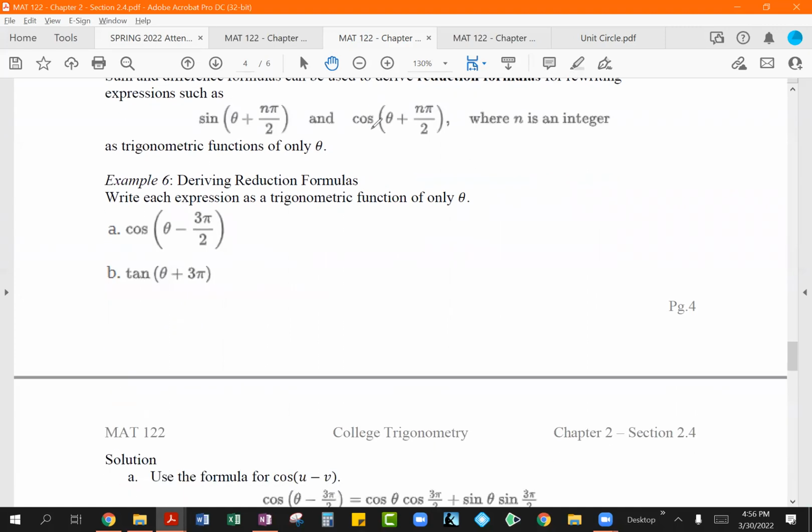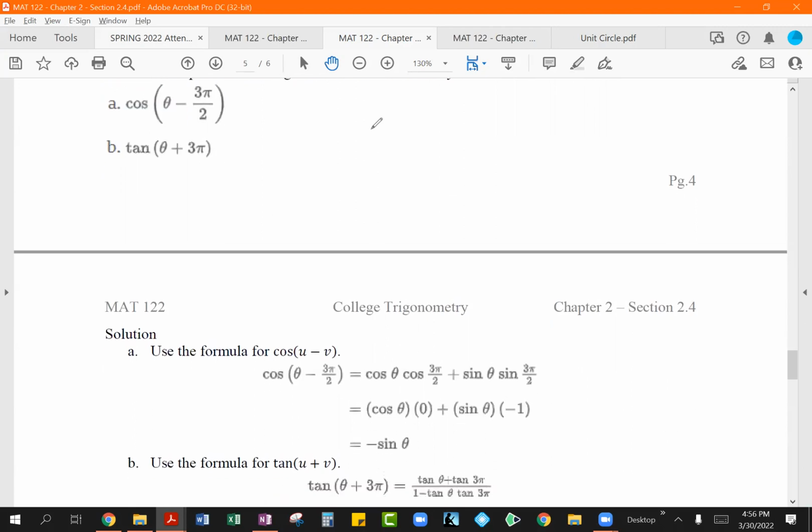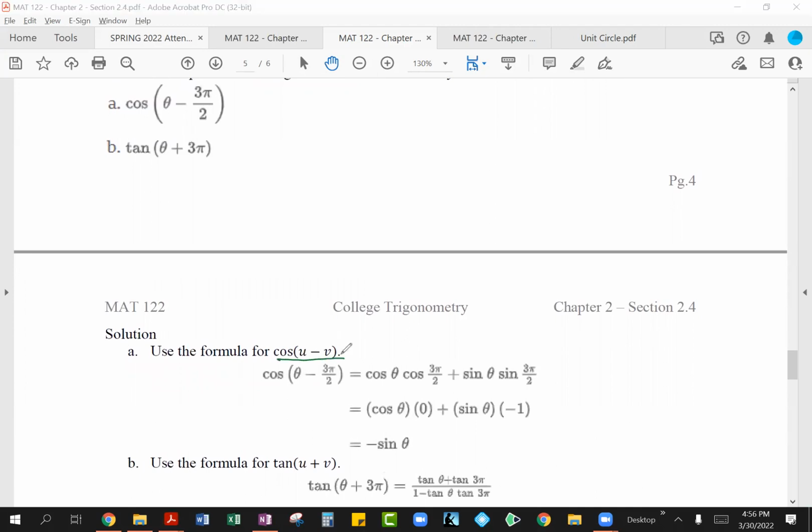So the idea here is we're trying to show that cosine of theta minus 3 pi halves can be rewritten with just theta as the angle. You're basically trying to find a way to get rid of that 3 pi halves. So look at how we're able to simplify this. Same thing, we're using cosine of u minus v. So that's cosine of u, cosine of v, plus sine of u, sine of v.